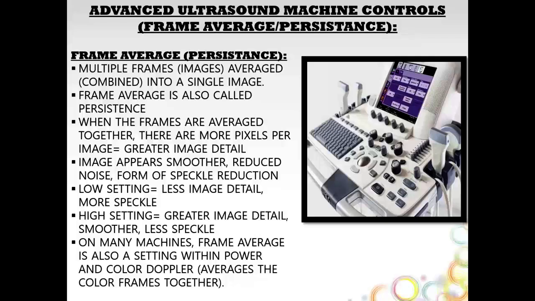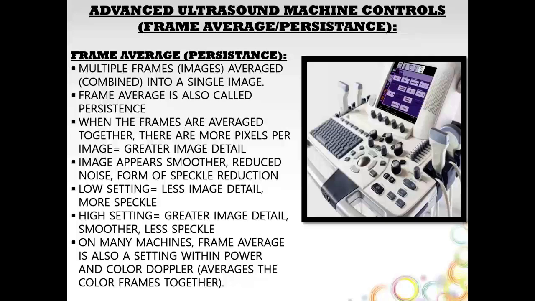Frame average, also known as persistence. This is where you have multiple frames or images averaged or combined into a single image. It's different than compound imaging in that they're not taken from different steering angles. It's just taking multiple normal frames and meshing them all together. When the frames are averaged together, there's more pixels per image, so you're going to have a greater image detail. So you're going to have a smoother image, reduced noise, and this is also a method of speckle reduction to get rid of all those extraneous echoes.